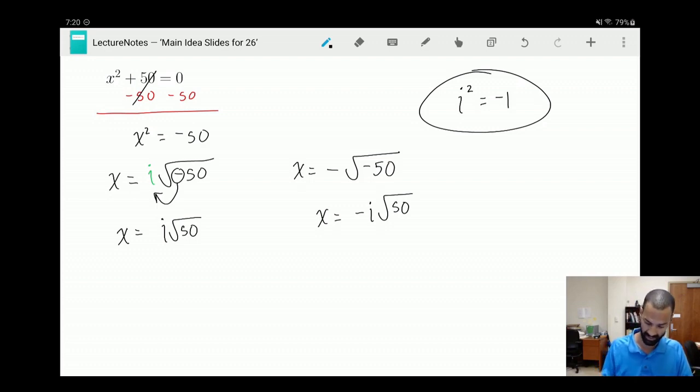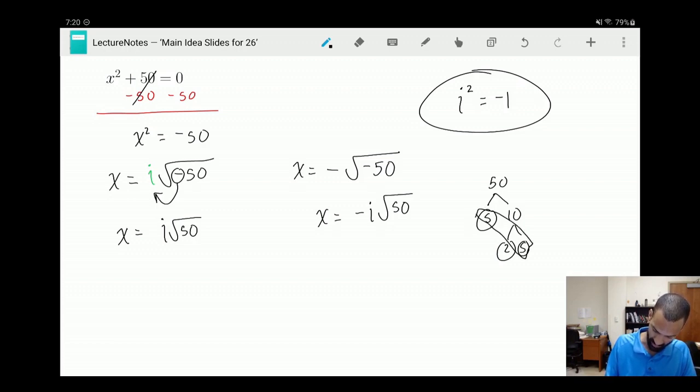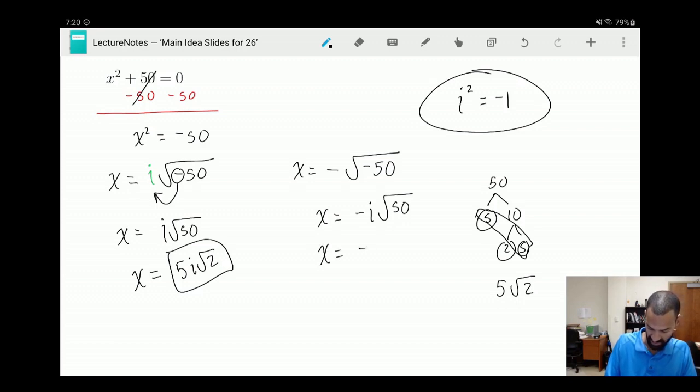Now let's break down 50. The square root of 50. 50 is 5 times 10. 10 is 2 times 5. We have a pair of 5s. I can't really box those in the way I wrote it out. But we have a 5 on the outside, and we have a 2 left on the inside. 5 square root of 2. So my final answer here is 5i times the square root of 2 and negative 5i times the square root of 2.